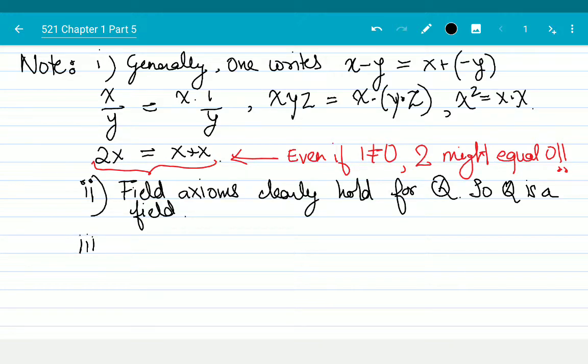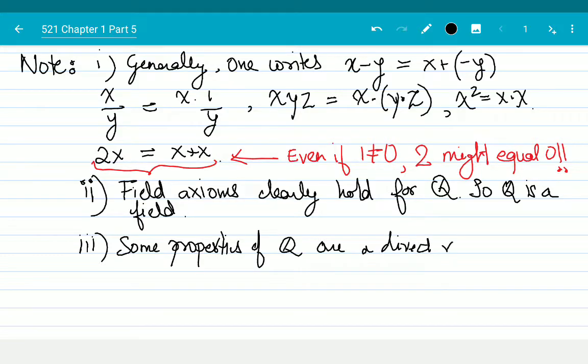And third, although it is not necessary for the purpose of studying fields, we will show that some properties of Q that we are aware of actually exist as results of field axioms. Some properties of Q are a direct result of field axioms.